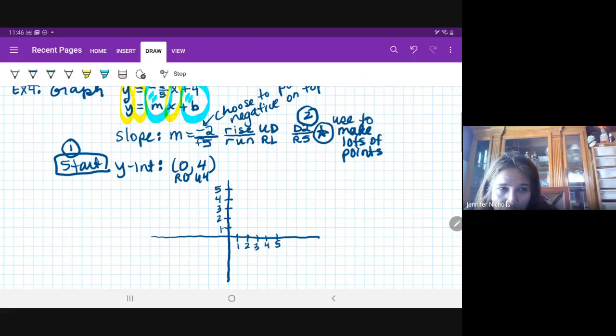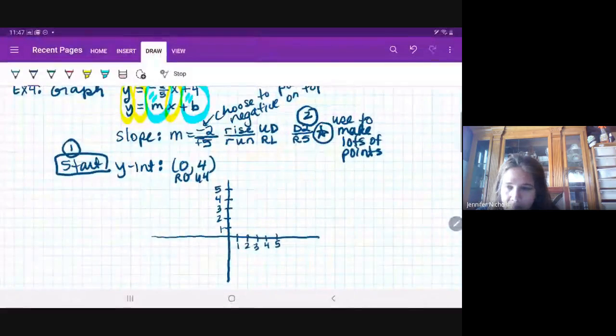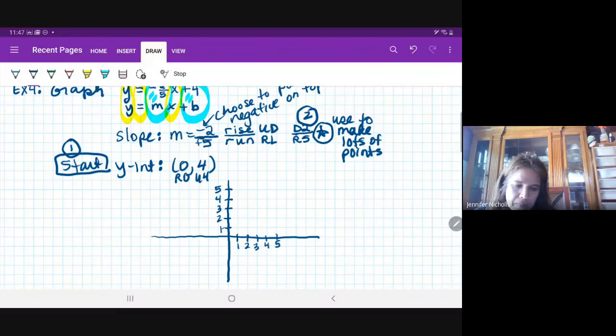So should we start with the slope or should we start with the y-intercept? Where does it say start? Should we start at the y-intercept or start at the slope? Which one says step 1? Yes, y-intercept.